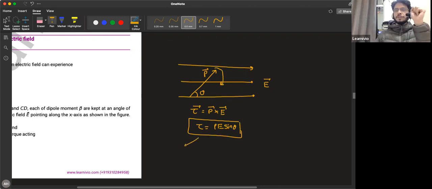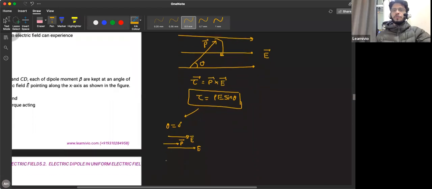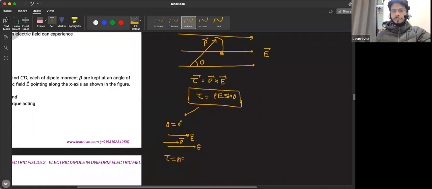Then there are three special cases. One is if theta is 0 degree. That means the dipole moment and electric field are in the same direction. If they are acting in the same direction, theta is 0. Then the torque will be PE sine 0, which is 0. This is known as the case of stable equilibrium. Another case could be if your theta is 180. That means the electric field and dipole moment are in opposite directions. Your torque will be 0 again.